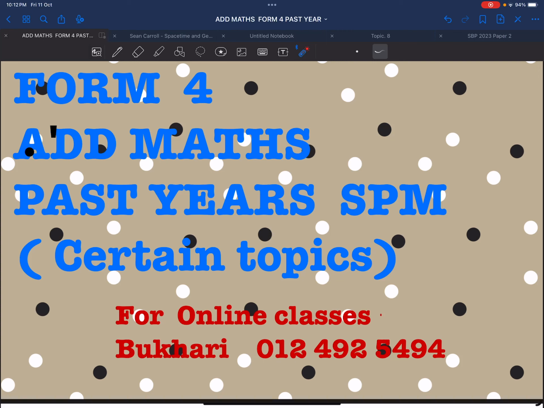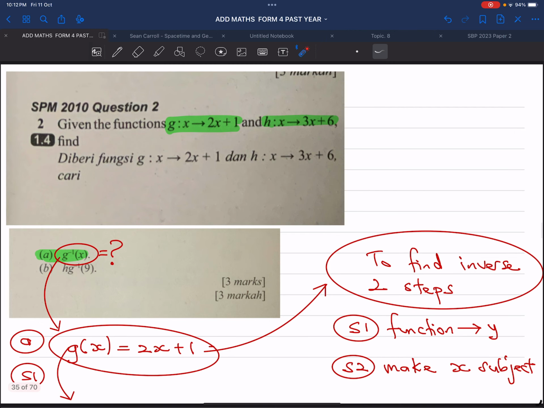Form 4 Maths past years SPM. This is SPM 2010, topic function. As usual, we collect what is given.